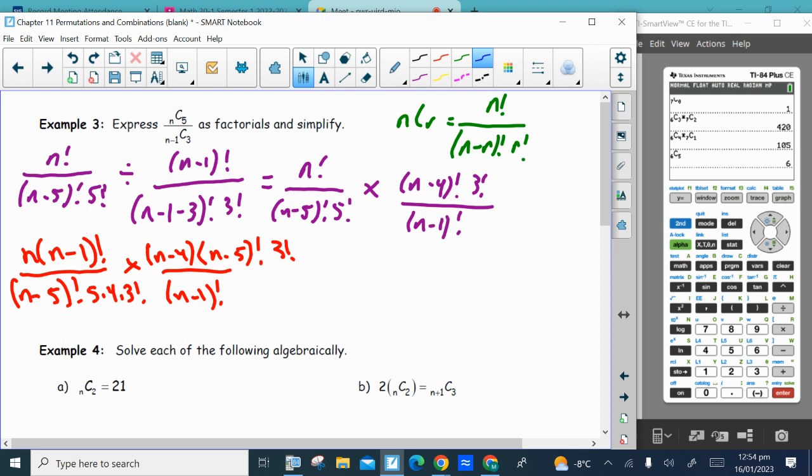Yep. So now I'll cancel. n minus 1 factorials cancel. n minus 5 factorials cancel. And 3 factorials cancel. So we are left with n times n minus 4 on top, over 5 times 4, which is 20, on the bottom. And it's simplified.